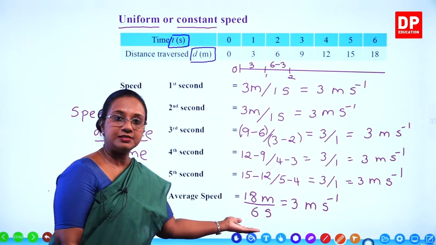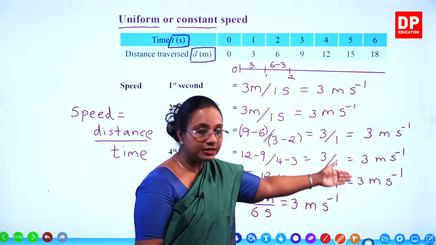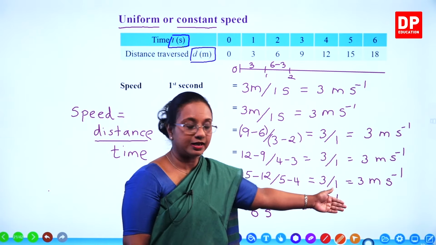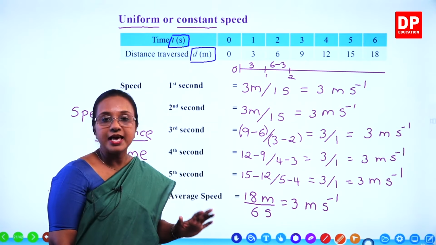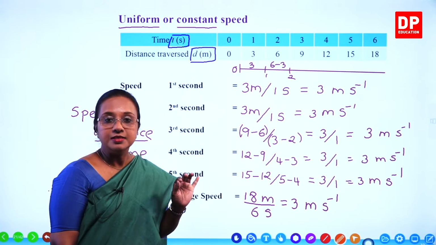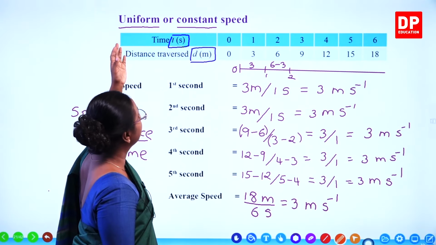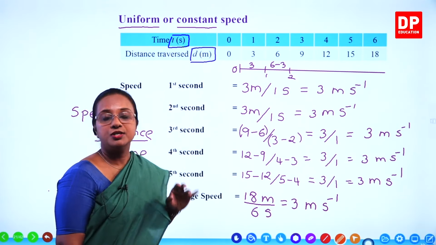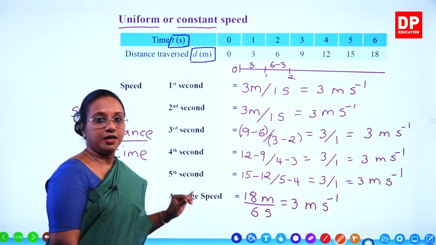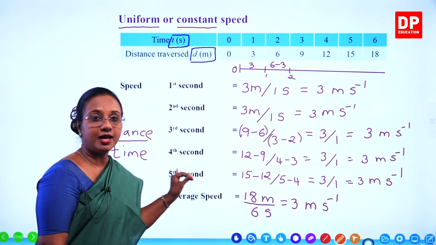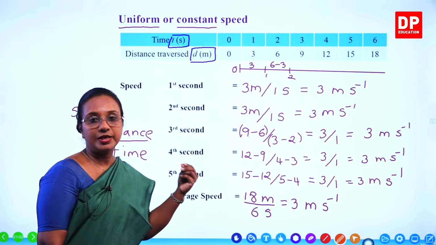As you can see, the values of speed, or the magnitude of speed, at each second and the average speed all have the same value. This is true when an object is moving with uniform or constant speed. Okay, we will see what happens if the speed of an object changes with time.